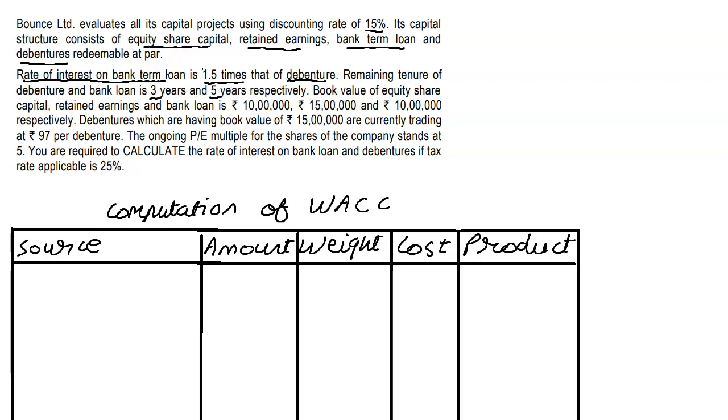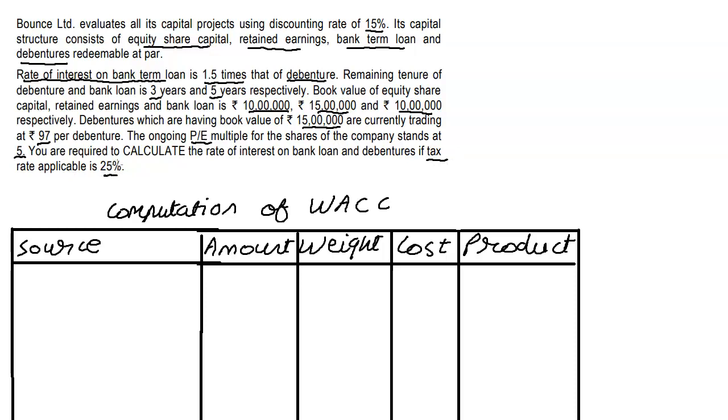The book values of equity share capital, retained earnings, and bank loan are 10 lakhs, 15 lakhs, and 10 lakhs respectively. Debentures have a book value of 15 lakhs, currently trading at 97 per debenture. The ongoing PE ratio for the shares is 5. You are required to calculate the rate of interest on the bank loan and debentures if tax is 25%.